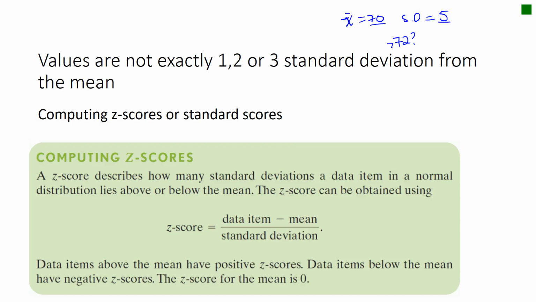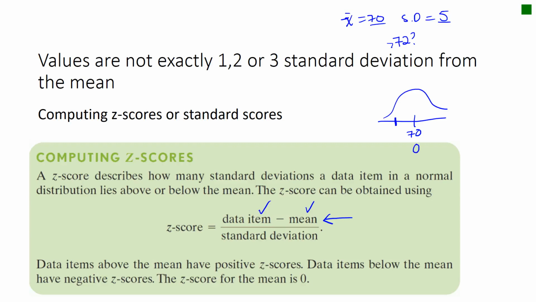So what we are going to have to do is find the standard score. Given a specific score, we'll find a z-score or a standard score. And how we do that is we take the data value minus the mean, and then we get that result and divide it by the standard deviation. If you have a data value below the mean and you take the data value minus the mean, you're going to get a negative z-score.